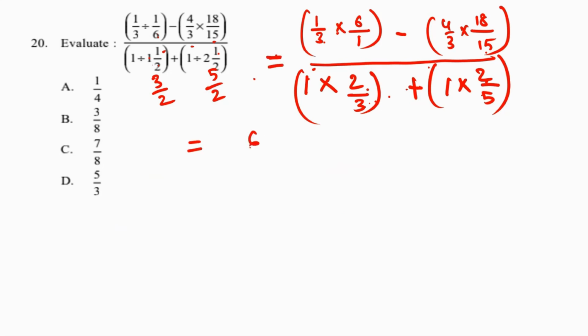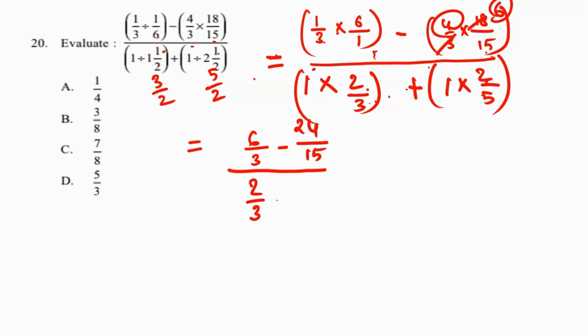Now, if we just simplify this, let's simplify 3 and 18: 3 times 6 is 18. So 6 into 4, we would have 24/15. The whole is divided by 2/3, 1 multiplied by 2/3 is 2/3, plus 1 multiplied by 2/5 is 2/5. Taking 15 as the LCM, 3 times 5, so 6 times 5 is 30 minus 24 on top.